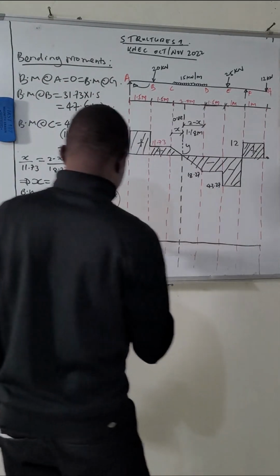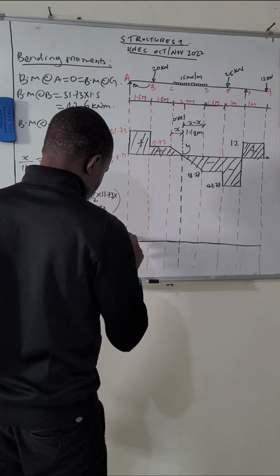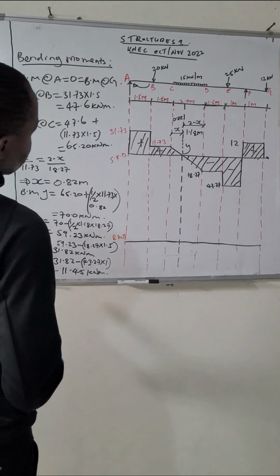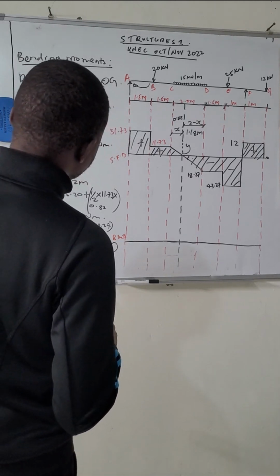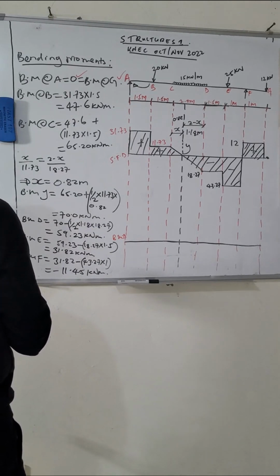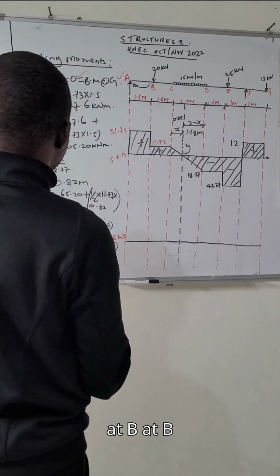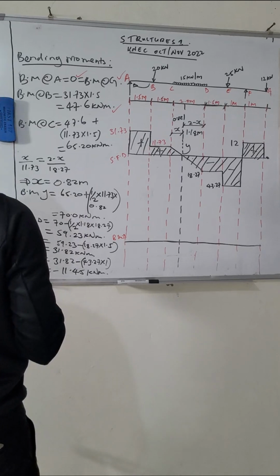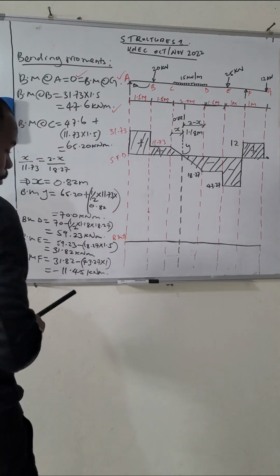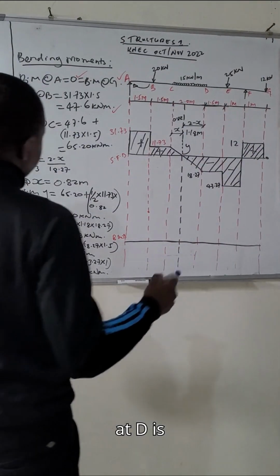Bending moment diagram. At A is 0, at G is 0. So let's go to B. At B is 47.6.